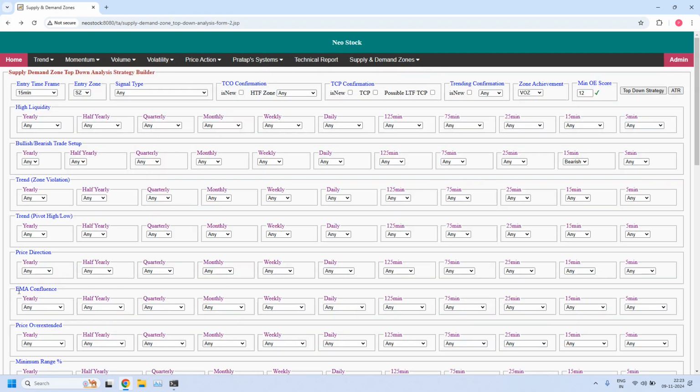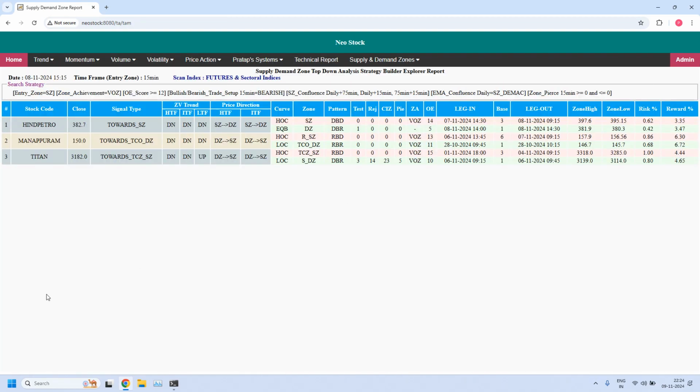Let's verify. In the EMA confluence at a daily time frame. Why daily? Because our entry time frame 15 minute supply zone is part of 75 minute supply zone. Both together again part of the daily supply zone. That's why daily supply zone with daily EMA confluence we are verifying. So enable the filter. Daily supply zone with daily EMA confluence. Let's filter. We got 3 stocks. In all the 3 stocks, HTF trend is a downtrend. So these 3 stocks are high probability setup supported supply zones.